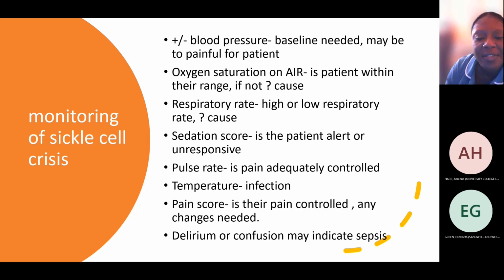So these are the things that we need to look at when we're monitoring our patients who have sickle cell crisis or sickle cell disease in general. All these things tell us if we're going the right way or the wrong way with the patient. And obviously, we need to act fast on all these things.